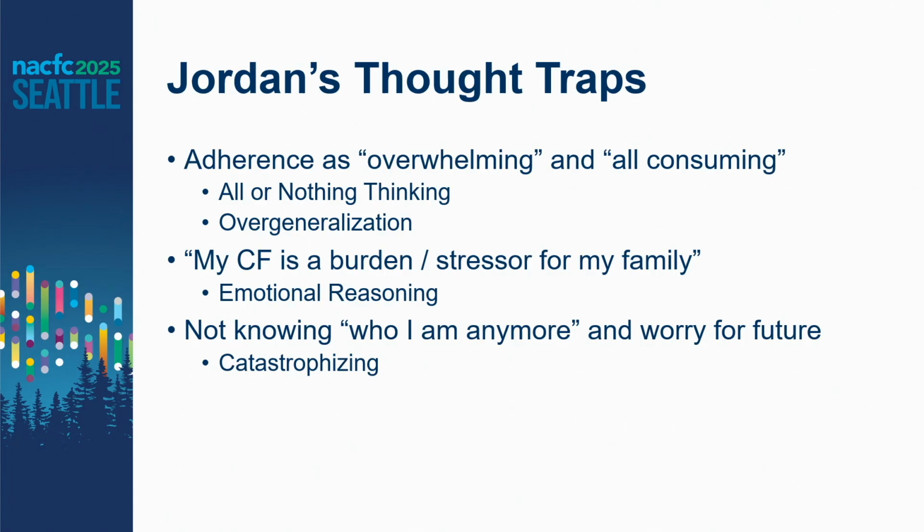As we know from our outline, he has defined adherence as very overwhelming and all-consuming. Could these be examples of all or nothing thinking or overgeneralization? We've heard him also say, my CF is a burden or a stressor for me and my family. Emotional reasoning, again, driven by the emotion. And not knowing who I am anymore and worry for his future, catastrophizing. He's lost his sense of identity.